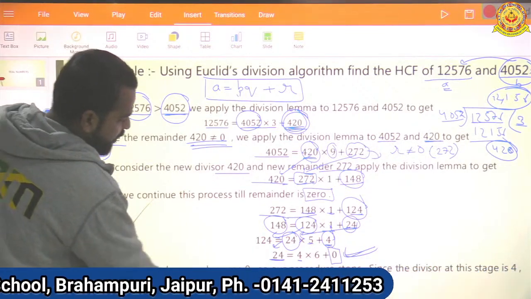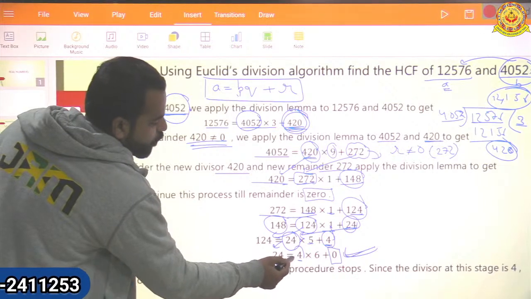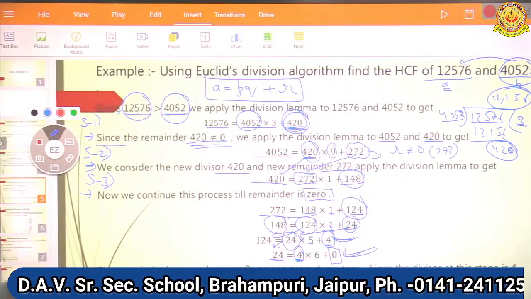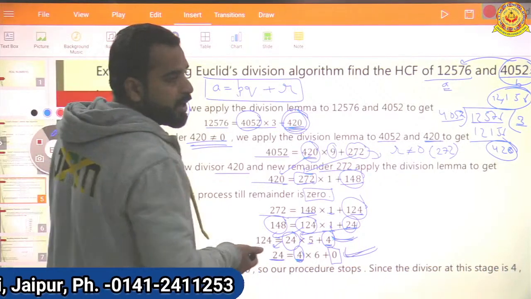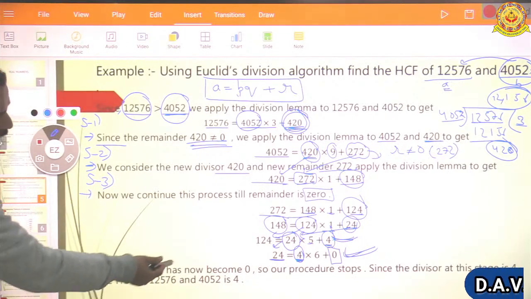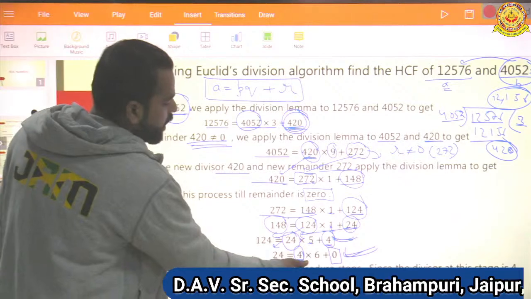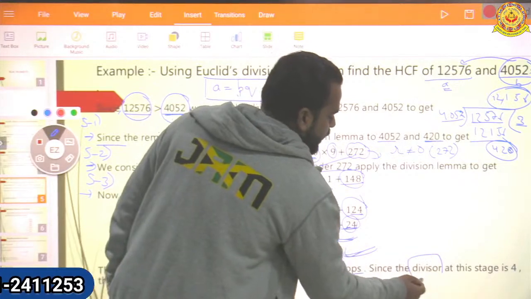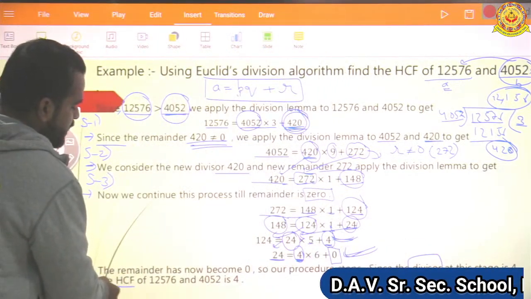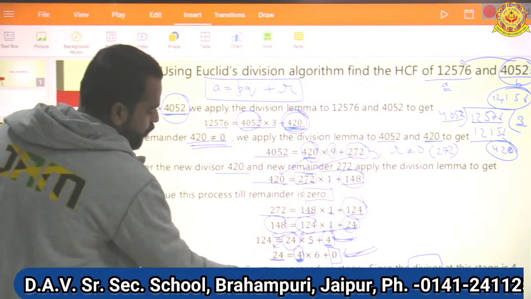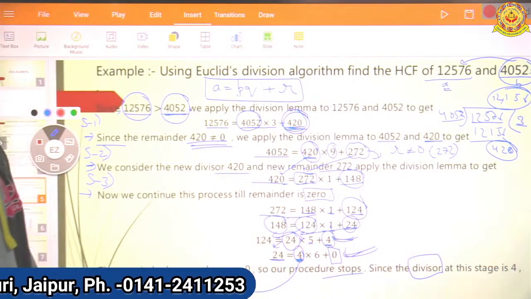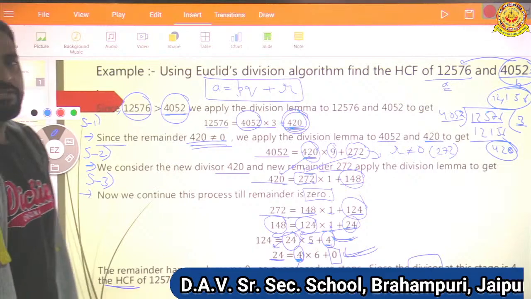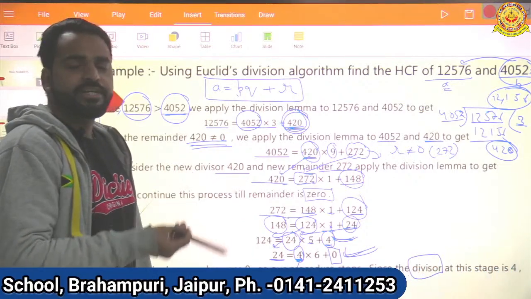That means we can say that this 4, because it was the remainder in the previous case, is the divisor in the last stage, so the last stage divisor will be our HCF. As we can see, the remainder has now become 0, so our procedure stops. Since the divisor of the last step is 4, the HCF of these two numbers is 4. Although in an exam such a big question will not come; they will give you sufficient numbers in which you will get the answer within 3 or 4 steps.